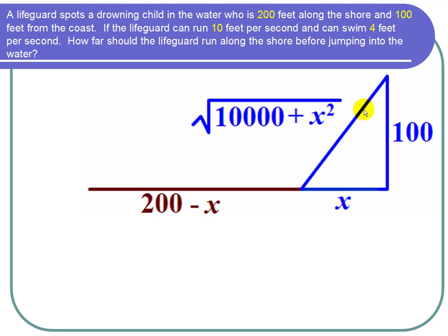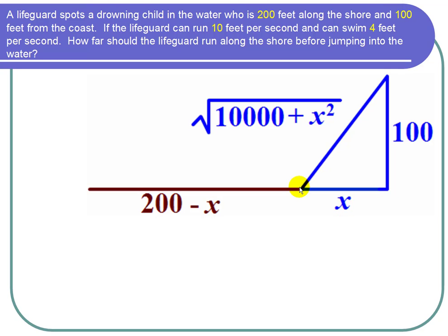If I call this distance from where he jumps in to the edge of the shore here x, then if the entire shore distance is 200, the running distance will be 200 minus x. And we can use the Pythagorean theorem because we have a right triangle with legs 100 and x, and say that the swimming distance is the square root of 100 squared, which is 10,000, plus x squared.